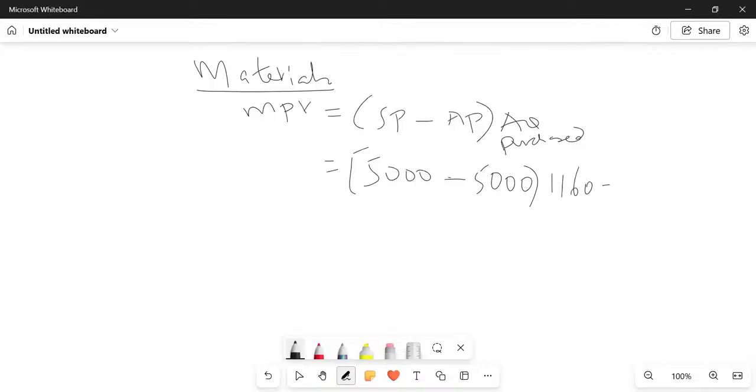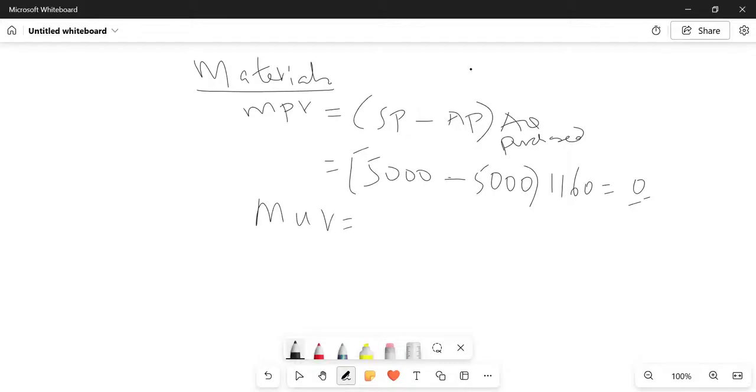1160. But this, as the sister told me, gave her 0. As the other students were saying, Mwalimu, this one we were getting 0. But she never told me whether this is favorable or adverse. It is neutral. So don't worry, don't give it anything. Is that okay? Then we go to the material usage variance.